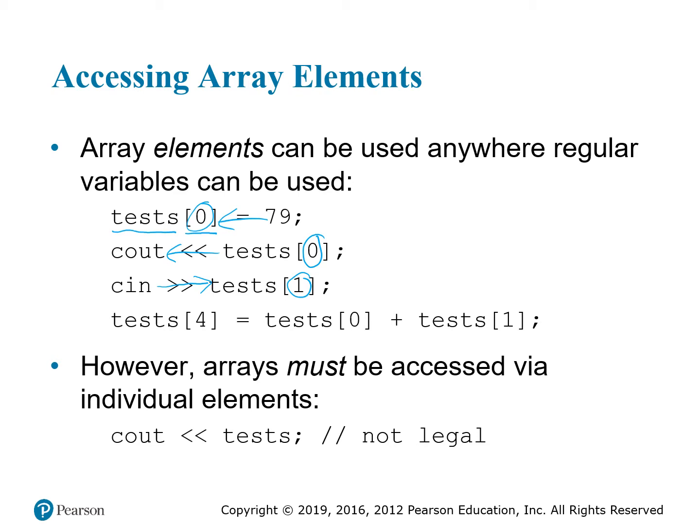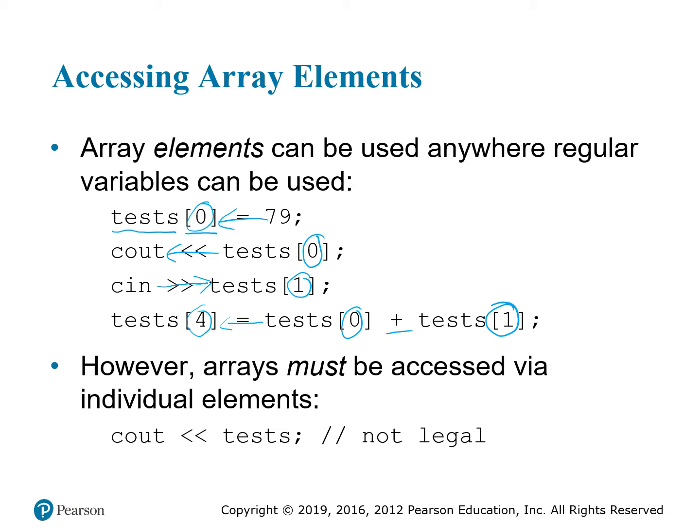And we can even use multiple indexes on the same line. We can take tests at index 0 and tests at index 1, add them together, and store the result in tests at index 4. Not sure why we would want to do that if these really represent test scores, but we could do that.